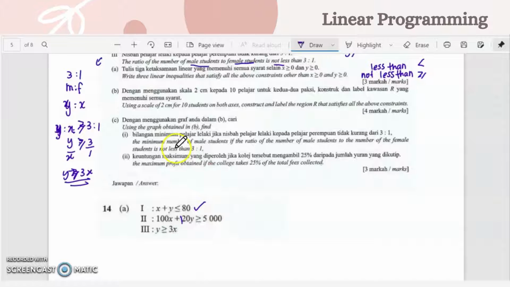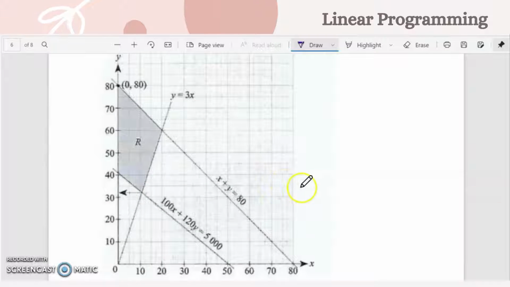Okay. Next question, after we have all the inequalities, okay, using a scale of 2 cm to 10 students on both axes. So, ini dia punya scale. Construct and label the region R that satisfies all the above constraints. Okay, so kita lukis dia. Okay, so we have now 2 cm, maknanya satu kotak besar ni equal to 10 students. So this is the scale 10, 20, 30 for the X, which is for female. And then this one also 2 cm to 10 students for male.